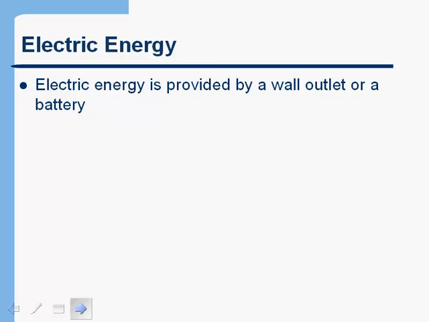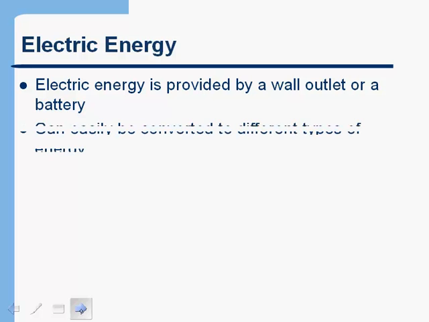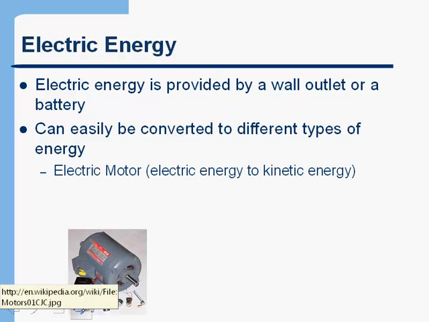We know that electricity carries energy because that's what we use for most of our energy needs. And we know that we can just plug into the wall or we can put a battery in a device and we get energy out of it. One of the reasons that we use electric energy so much is that it's so convenient because it can easily be converted to different types of energy. If you think about some devices that do this, an electric motor takes electric energy and converts it to kinetic energy. So we get something moving or spinning when we use a motor.